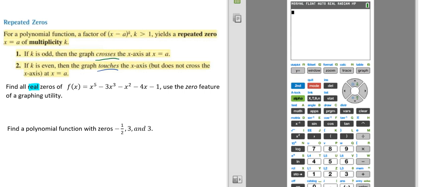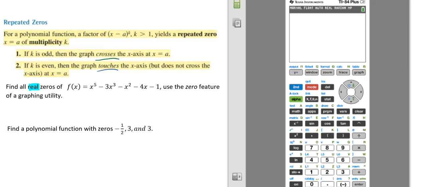So what that means is we're going to pull up our calculator, go to y equals, and plug in our equation. So we have x to the fifth minus 3x to the third minus x squared minus 4x minus 1. Once we put that into our calculator, we're going to hit graph. Here we see that it's crossing 1, 2, 3 times.